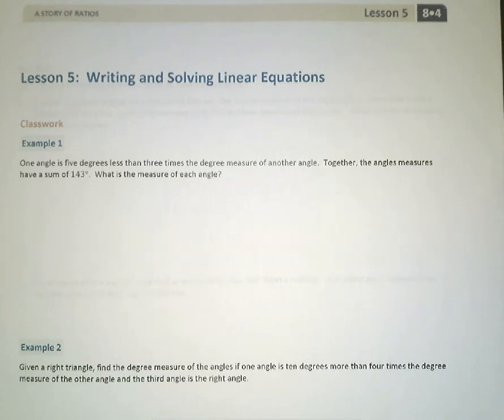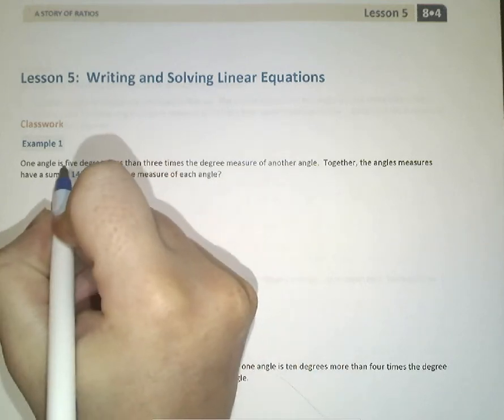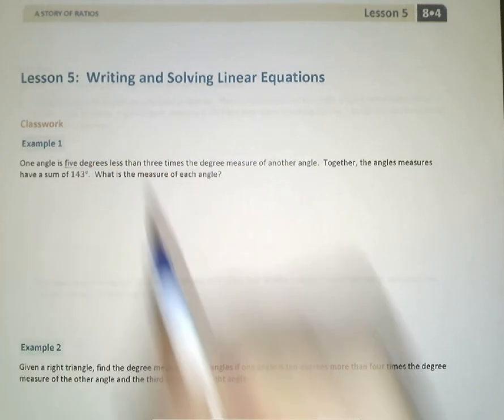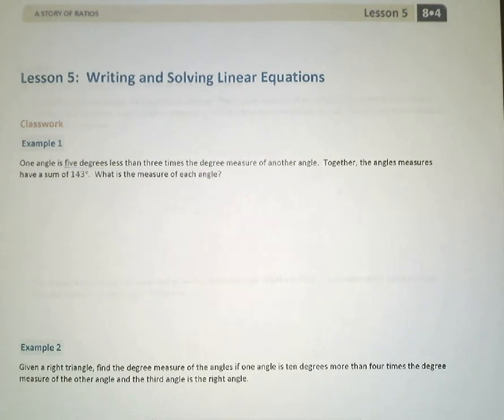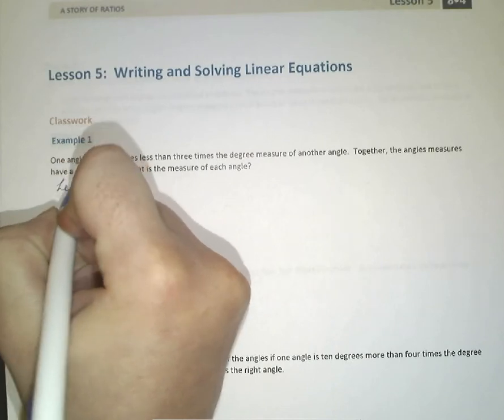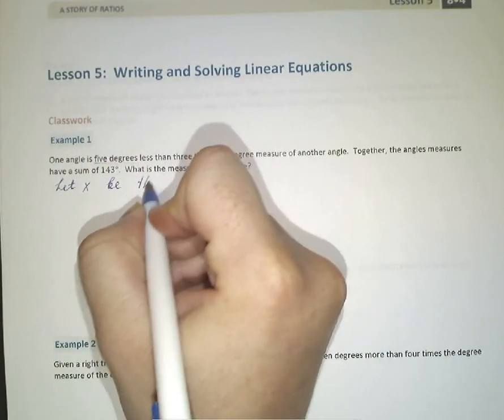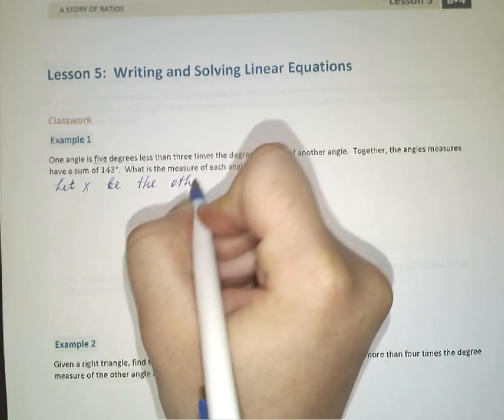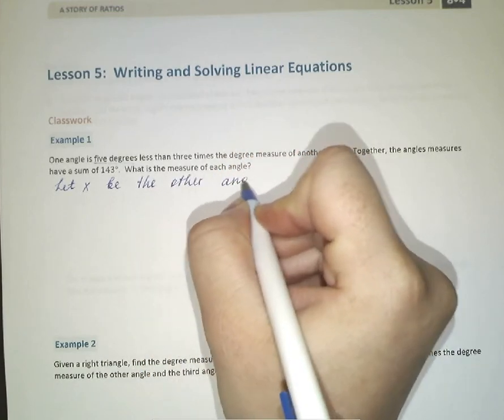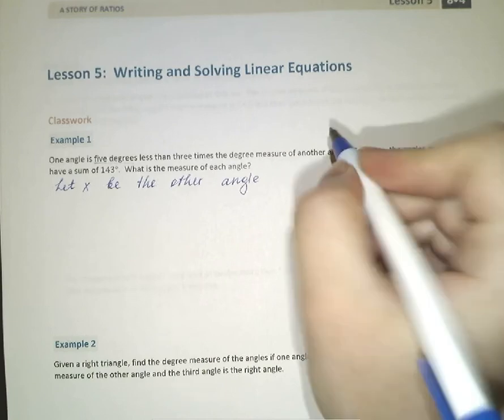So we know one angle. We know that it's 5 degrees less. And we don't know anything about that other angle. So let x be the other angle. And then we'll go from there.